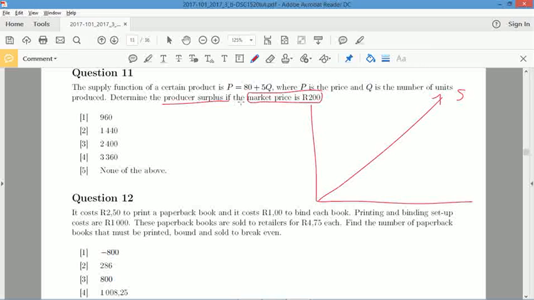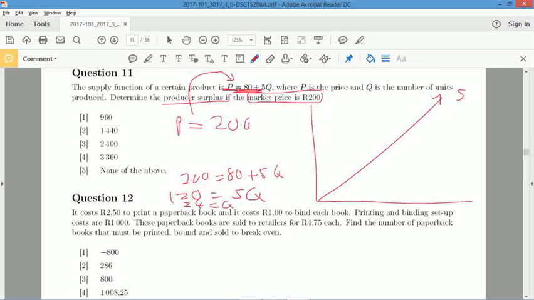Okay, so if P is 200, P equals 200. What would Q be equal to? Well, we need to substitute that into that equation. So 200 equals 80 plus 5Q. Then I'll have 200 less 80, which is 120, equals 5Q. If I solve for Q, 120 divided by 5 gives me 24. So Q equals 24 and P equals 200.